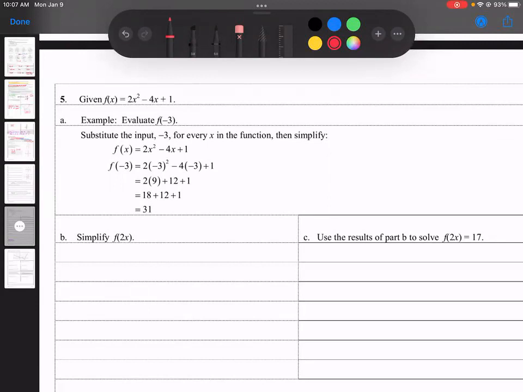Given the function 2x squared minus 4x plus 1, I want to evaluate where x is -2. So what is y? Looking at the function, you can spit out y.